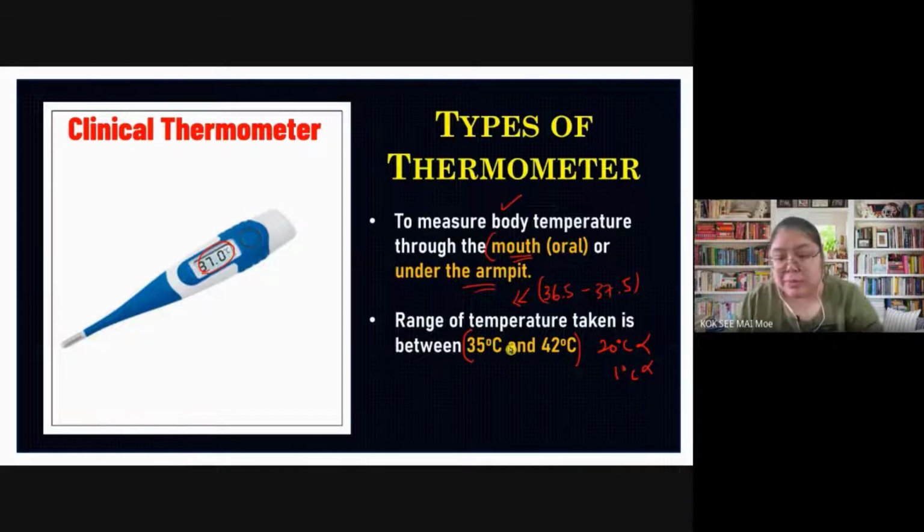When you do the experiment, that one is a longer one. But this one, you only need to measure the human body, so the range of 35 to 42 is enough for human beings. That's why you can find the clinical thermometer is a very short one, just to put inside your mouth. This one is digital. We have analog also; analog is an old style, which we used last time.